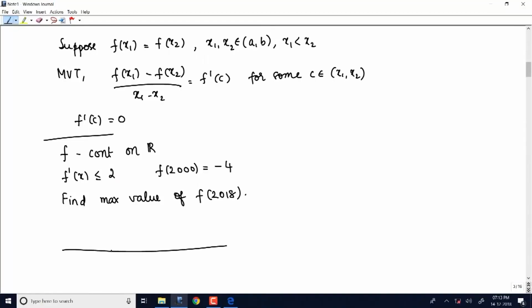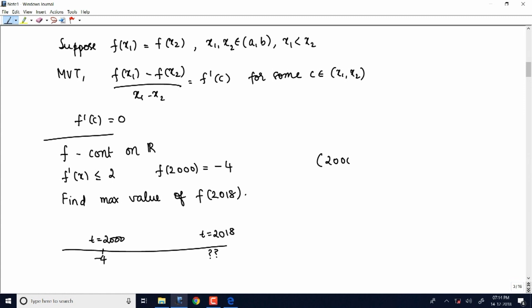Yeah. A particle is moving on a straight line. Its maximum speed is 2 units per second. Let's say at the 2000th second, it is at -4. And then, what is the farthest point it would have moved to on the line at the 2018th second? Yes, sir. This is a simple problem. The farthest point will be reached if the particle moves at its maximum speed. Yeah, exactly.